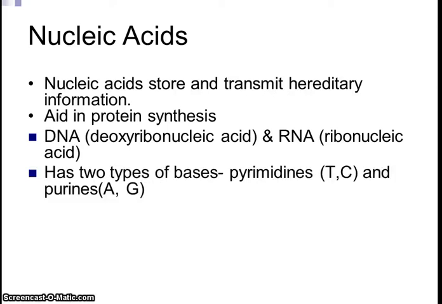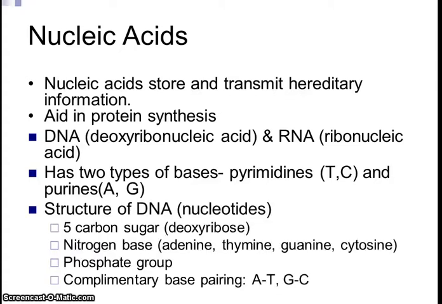There's two types of bases, pyrimidines, which are T and C, and purines, A and G. We'll talk more about that when we go into genetics, but for right now, you just need to know the words pyrimidines and purines are nucleic acids. The structure of DNA, which are nucleotides. Nucleotides are what make up the nucleic acid. There are 3 different parts: the 5-carbon sugar, nitrogen base, A, T, G, and C, and phosphate group. Another important part is that A always pairs with T, G always pairs with C.